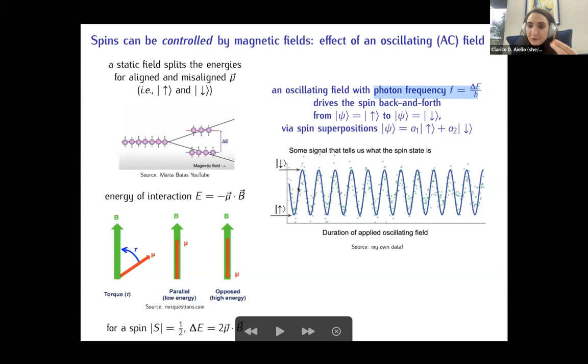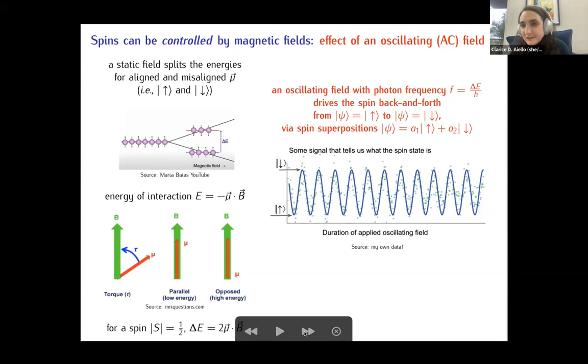So you can control quantum states of matter by applying electromagnetic fields for a certain duration. For reasons that I won't have time to explain, this is the method of choice in magnetic resonance methods to control the states of spins. I like it so much that I'm going to write it in red. It's a very powerful knob to tune this extra degree of freedom called spins in matter.